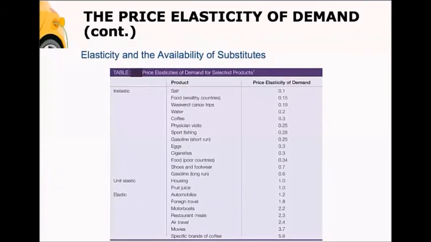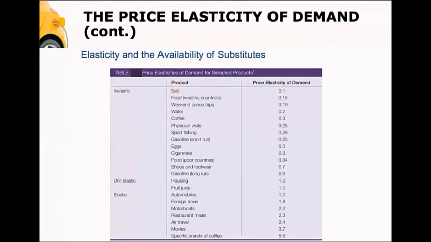Here are some examples of price elasticity for different goods and services. Here's an estimate of the price elasticity of salt being 0.1. So we can see that's a very inelastic demand for salt. No matter what the change in price is, the demand for salt is not going to be very responsive.